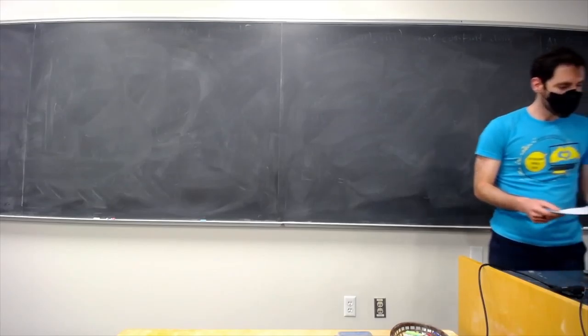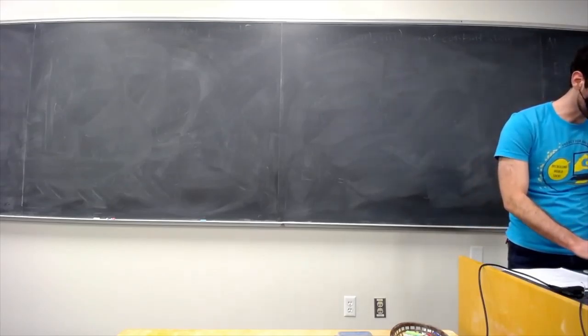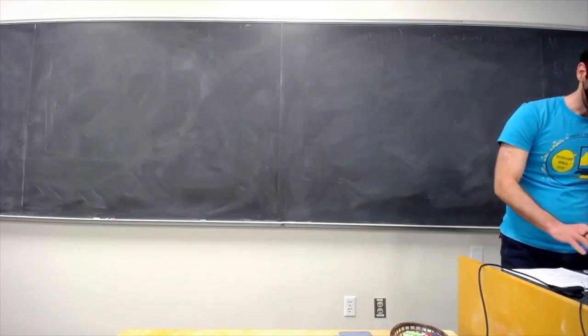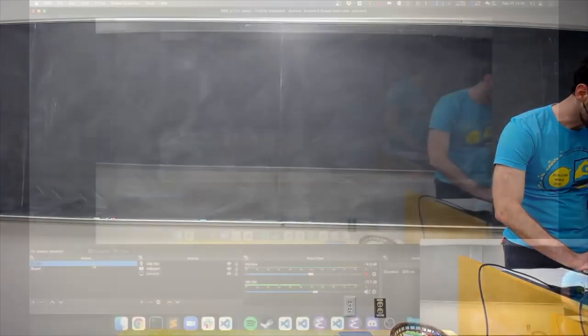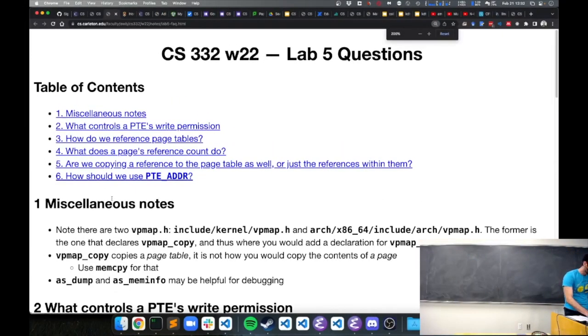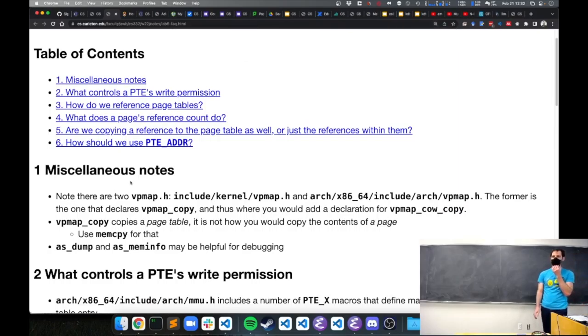All right, so the first thing that I want to talk about is the lab five questions. So look through the design docs. They were pretty good. Wanted to highlight a few things. There are two VPMAP-H files. There's one which has almost everything related to page tables, which is not architecture specific. Things like VPMAP copy, the VPMAP copy on write copy that you'll implement, these don't depend on the specific structure of the page table as defined by the architecture that you're running.